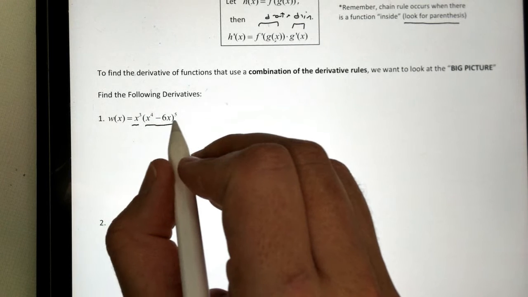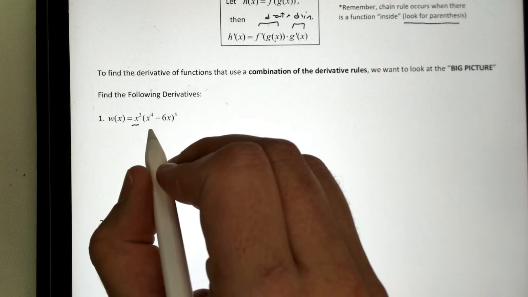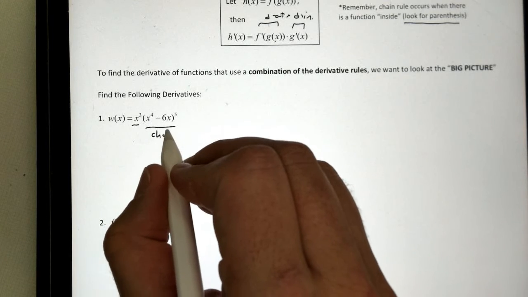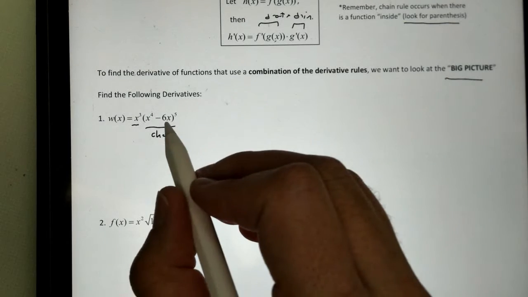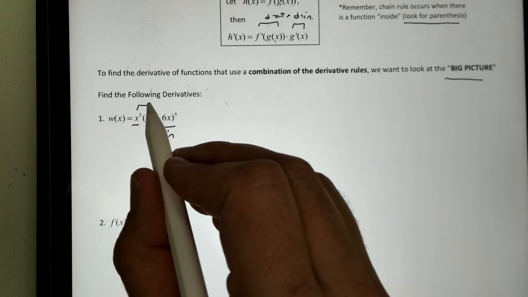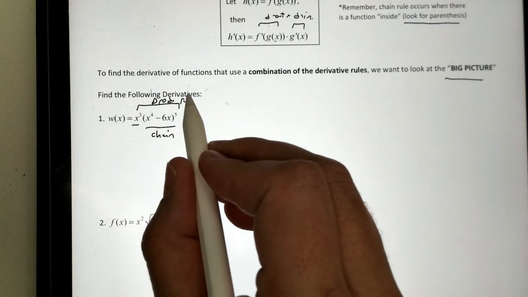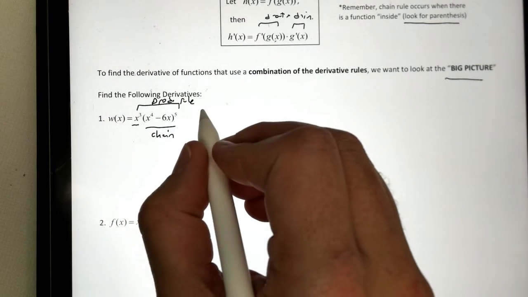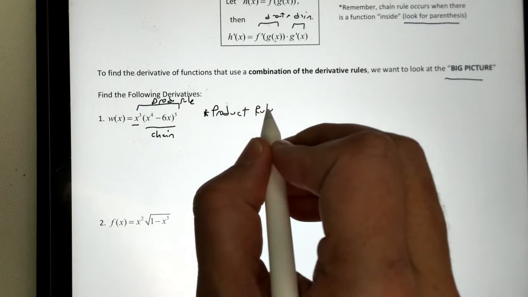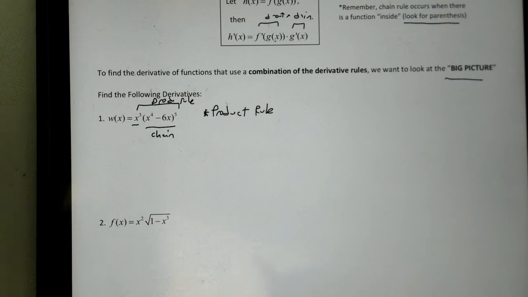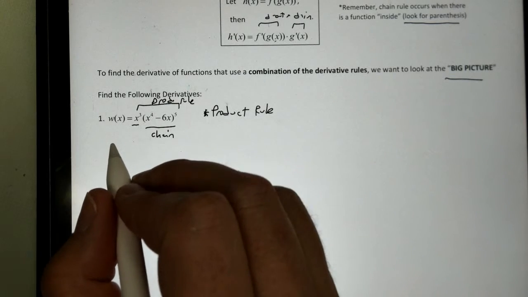Now, over here on this x to the 4th minus 6x to the 5th, this is a chain rule. However, when we think of the big picture, notice we're taking this chain rule and we are multiplying. So the big picture here is the product rule. So when we take the derivative, we are going to use the product rule. And we'll talk about how the chain rule comes into play with that in just a few moments. So let's go ahead and try this real fast.